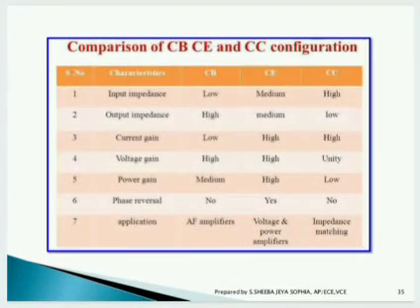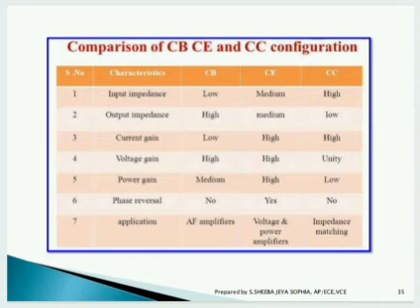So moving to the comparison of common base, common emitter and common collector configurations, you can see these characteristics like input impedance, output impedance, current gain, voltage gain, power gain, phase reversal and applications. In input impedance, for CB configuration it is very low, for CE it is minimum, and for CC configuration it is very high. Accordingly, output impedance for CB configuration is high, CE configuration is medium, and for CC configuration it is very low. Current gain is low in CB and high in CE configuration and also high in CC configuration.